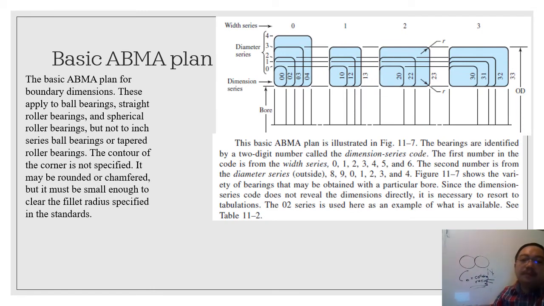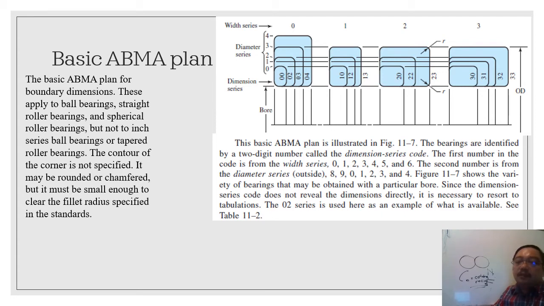This is the basic ABMA plan, plan for boundary dimension. This applies to ball bearing, straight roller bearing, spherical roller bearing, not to tapered roller bearing. In series the contour or the corner is not specified. It may be rounded or chamfered, or it may be small enough to clear the fillet radius specified in the standard. So this is the basic ABMA plan.